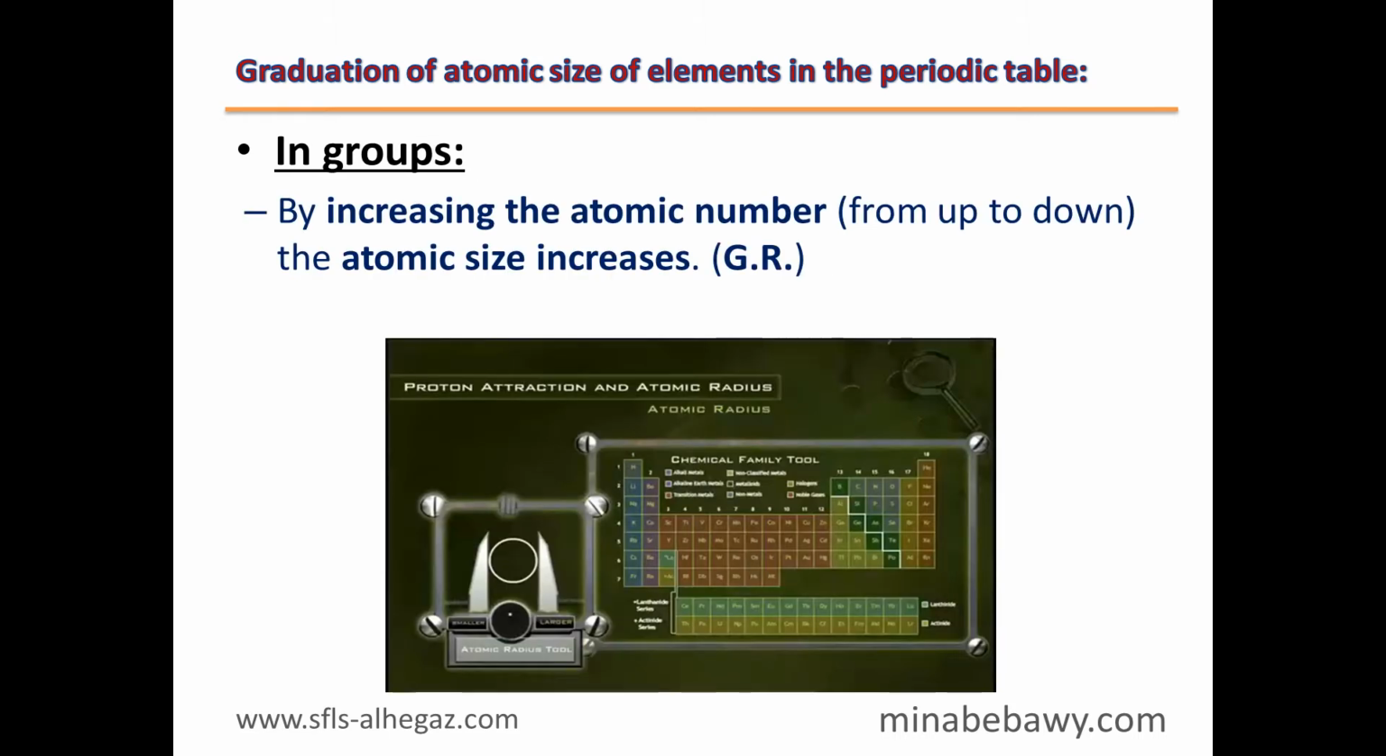In groups, by increasing the atomic number from up to down, the atomic size increases. And this is an important give reason question. Give reason 4. By increasing the atomic number from up to down, the atomic size increases. This is due to the increase of the number of energy levels.